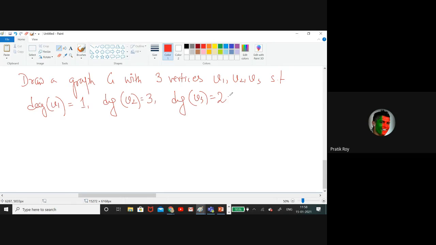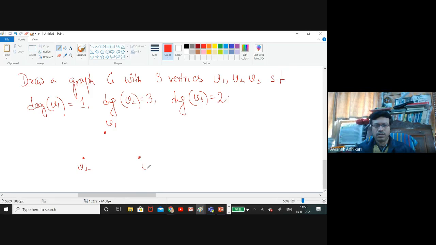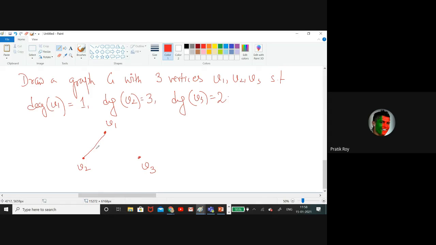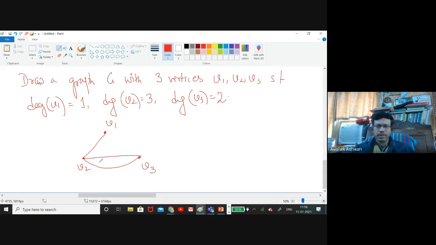So we can join V1 and V2 with one edge, and between V2 and V3 there are two parallel edges. So V1 and V2, one edge, then V2 and V3 there are two parallel edges, like this. So degree of V1 is 1, degree of V2 is 3 and degree of V3 is 2. So you can do this.